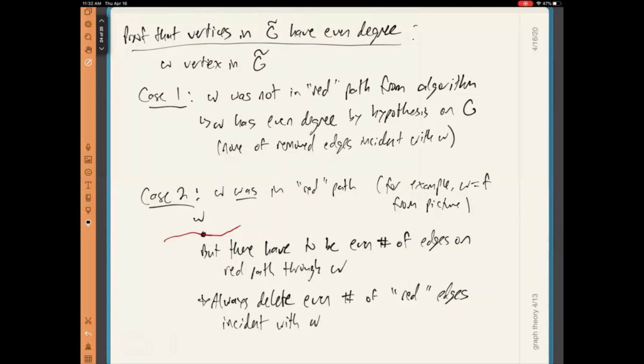Right, and so since we know that W originally had even degree, if we delete an even number of edges that connect to it, well, I'm taking an even number and subtracting an even number from that, so it's an even number, right? So W still has even degree in G tilde, right? And so that completes the technical detail which was omitted before.